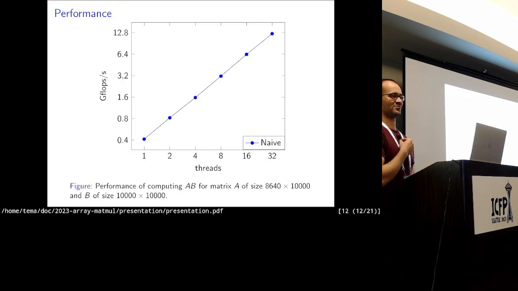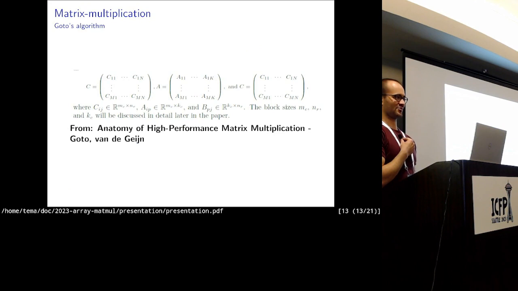So here we see the performance, and on the y-axis we have the performance in gigaflops, and on the x-axis we have the threads we use in the multi-threaded implementation. And you can see we have perfect linear scaling, which is pretty suspicious. And indeed, we only get about 1% of the peak performance of our machine, which is about 1500 gigaflops. So what we need to do is improve the cache behavior.